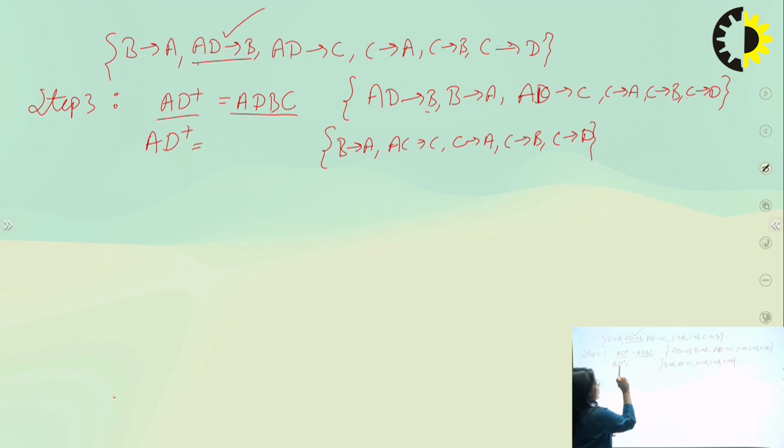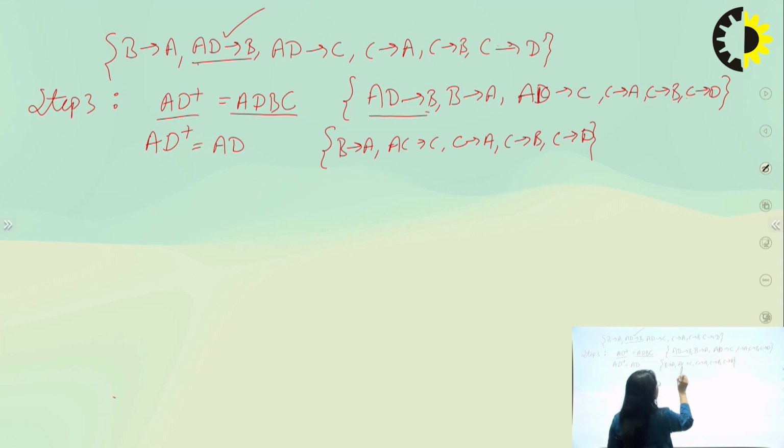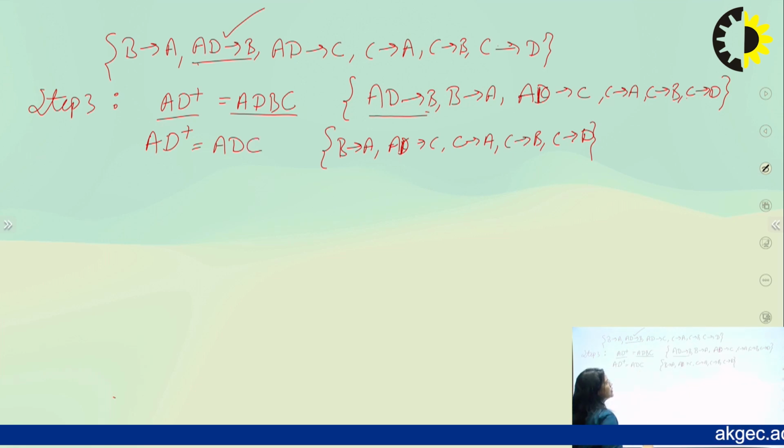Right. Now we will calculate the closure without having this functional dependency. We are excluding it. AD is already here. If we are having B, no, we are not having B, so nothing can be deduced. This is AD. So AD tends to C. If we are having AD, we can deduce C. Yes, we can deduce C.